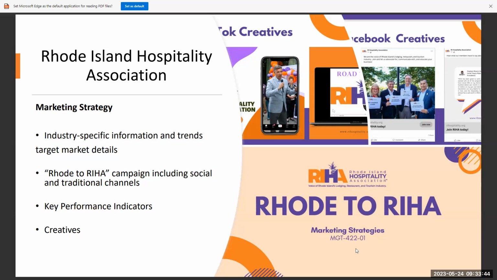So you'll see here that they came up with TikTok, Facebook, social media, all different ways to reach this new target market. So what they did was they looked at the industry overall and identified trends within the industry. They created the Road to Rehab campaign, and it included both social and traditional channels. They looked at various key performance indicators and then also created the actual marketing material.